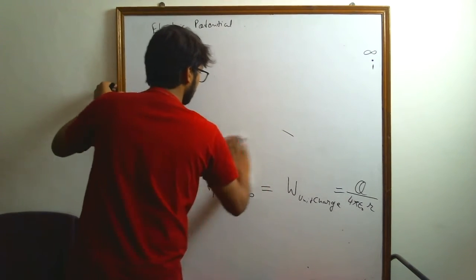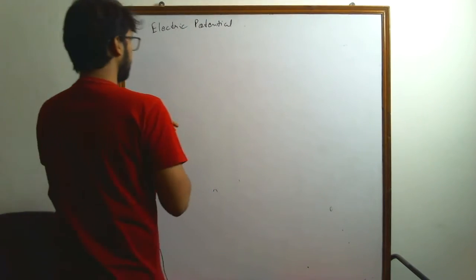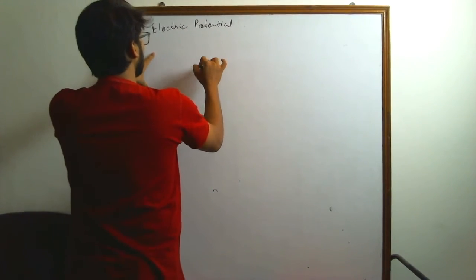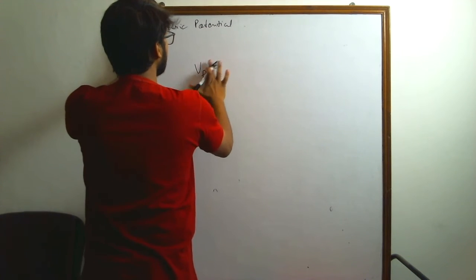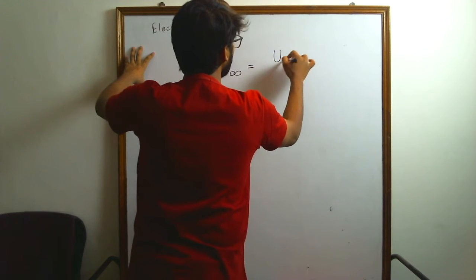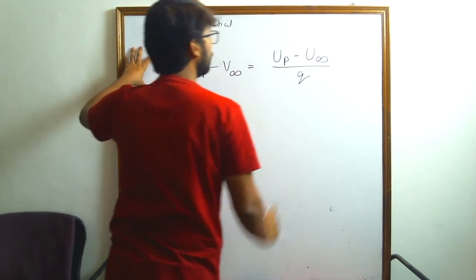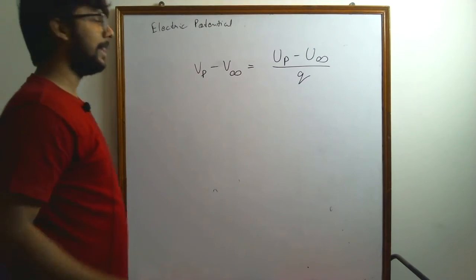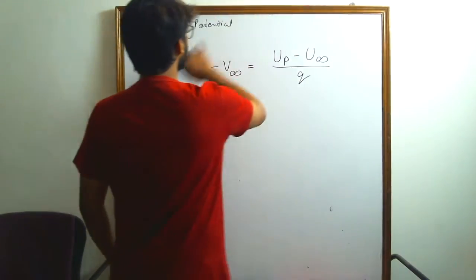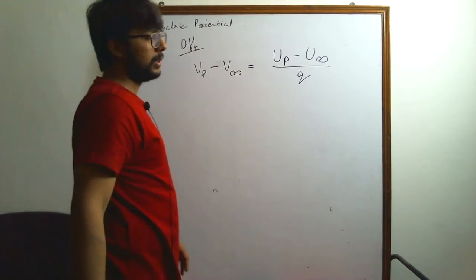So in terms of formula, I can simply write this as UP minus U infinity upon Q. And that's it. This is the simplest example and difference that you will ever get.